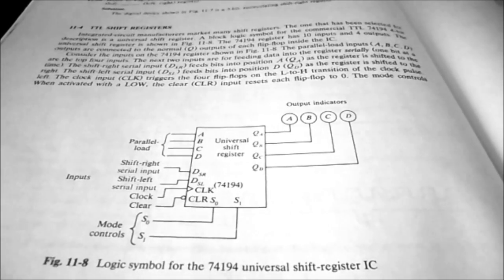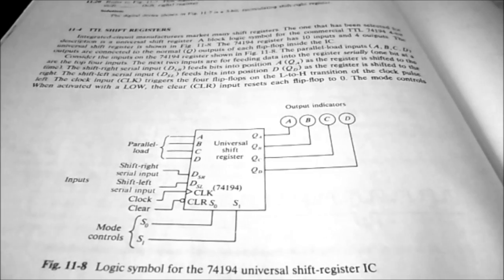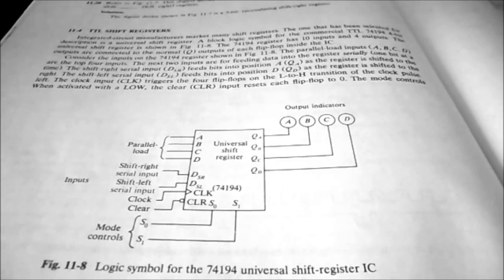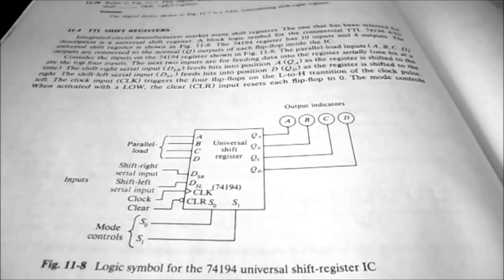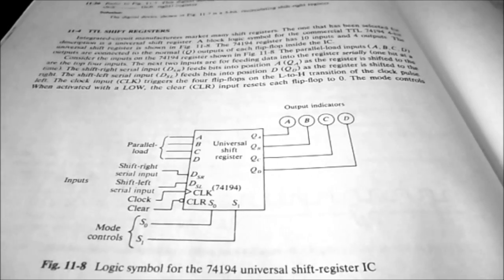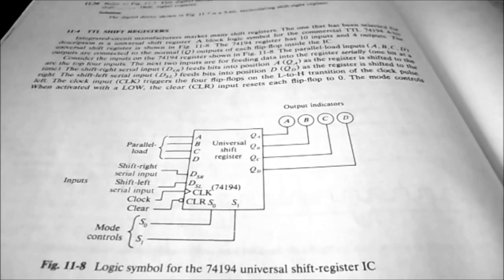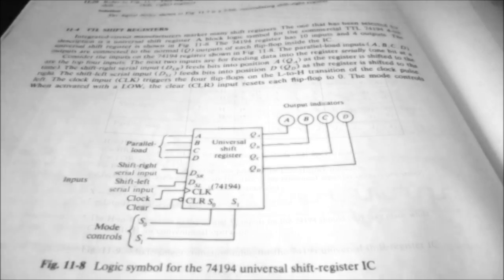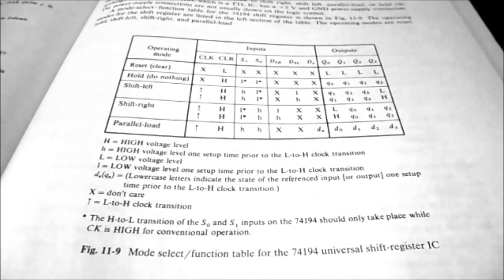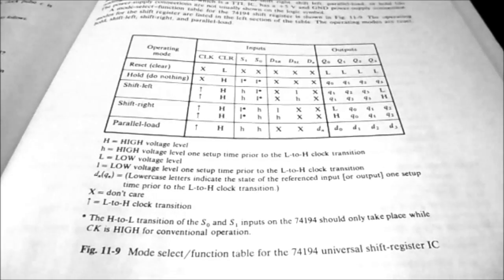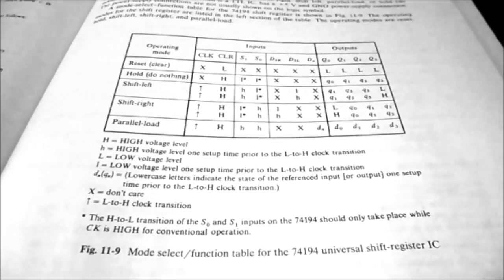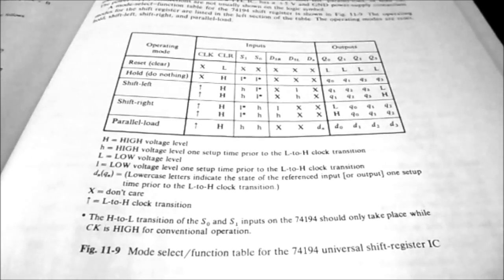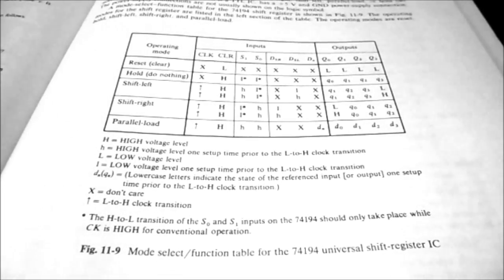And 11-4 talks about TTL shift registers, and they give you the logic symbol for the 74194 Universal Shift Register IC that we're going to be using today. And Figure 11-9 shows you the mode select function table for the 74194 Universal Shift Register IC that we're going to be trying out in our truth table.